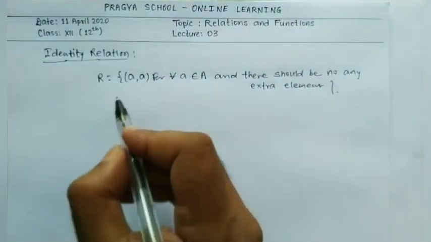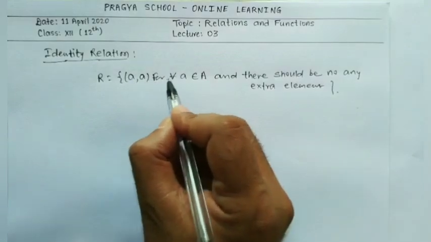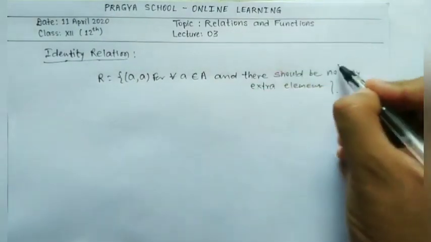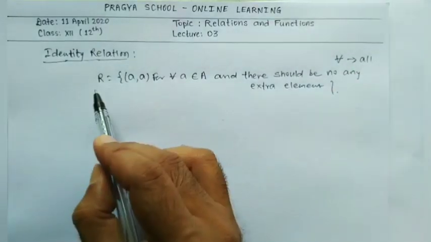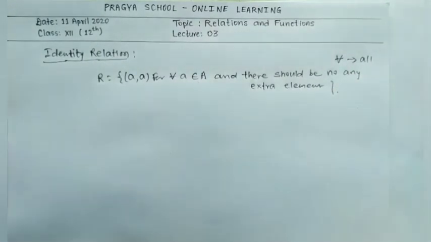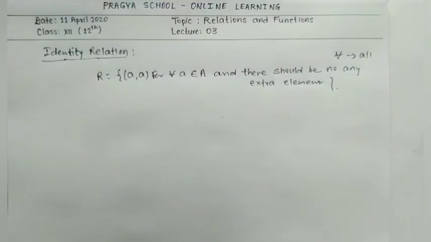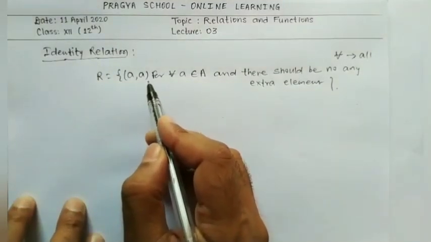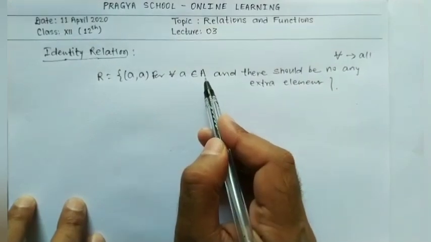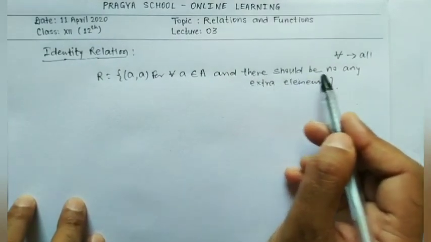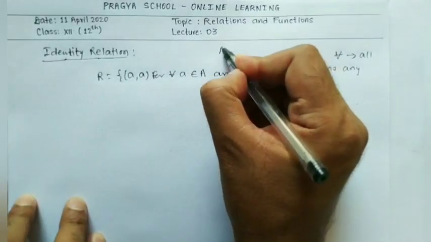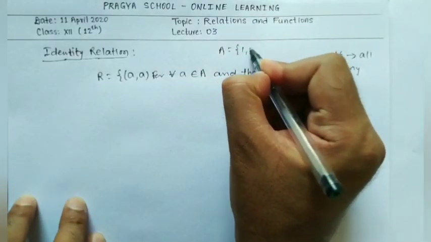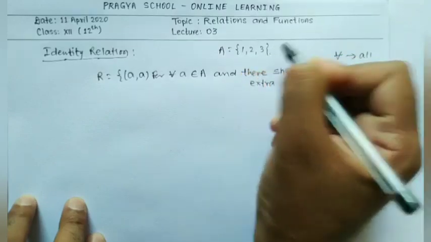What do we mean by this? R equals (A, A) for all A belongs to capital A. This is the symbol for all. So R equals (A, A) for all A belongs to capital A, and there should be no extra element. Suppose A equals {1, 2, 3} this time.